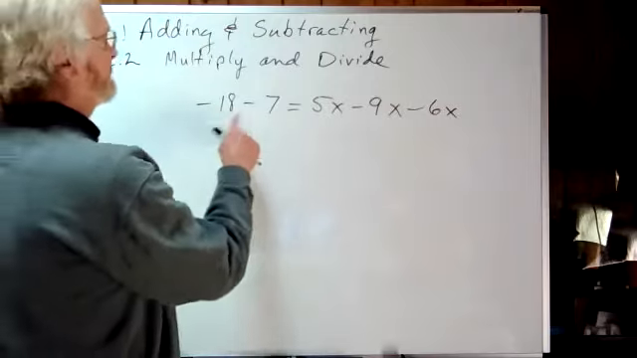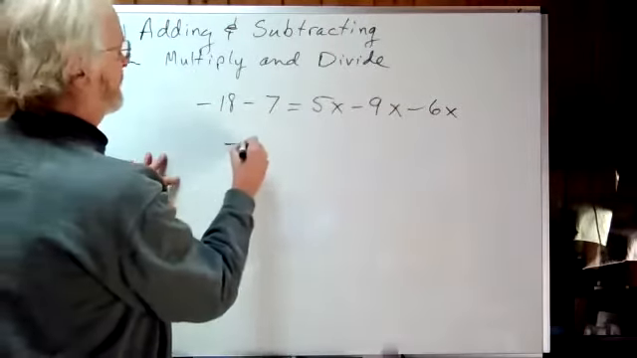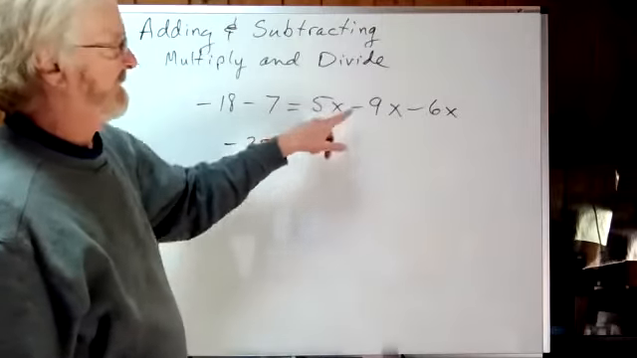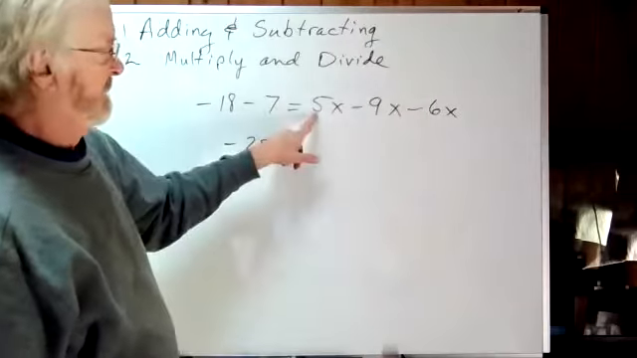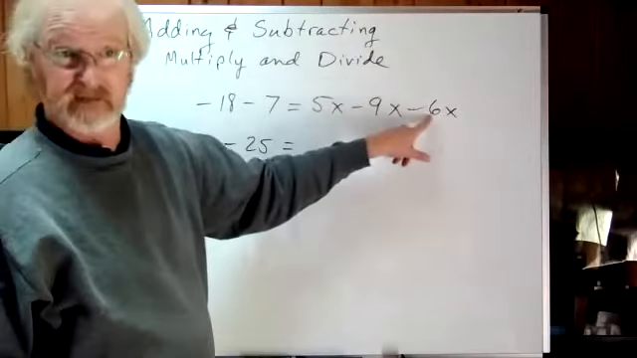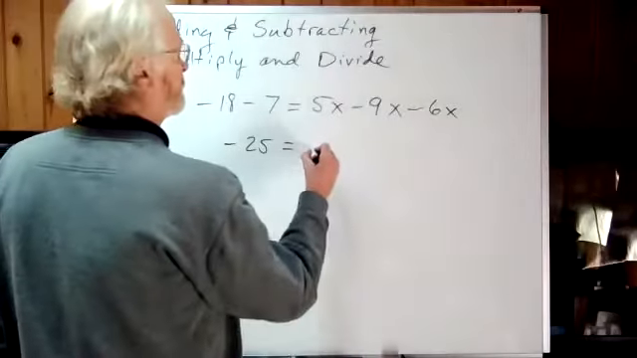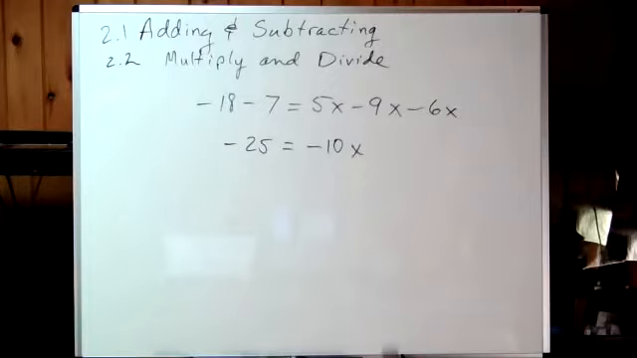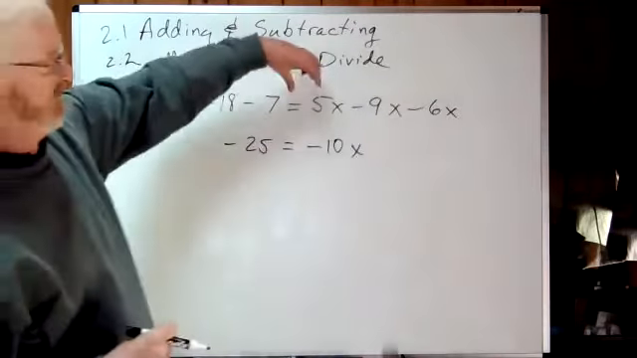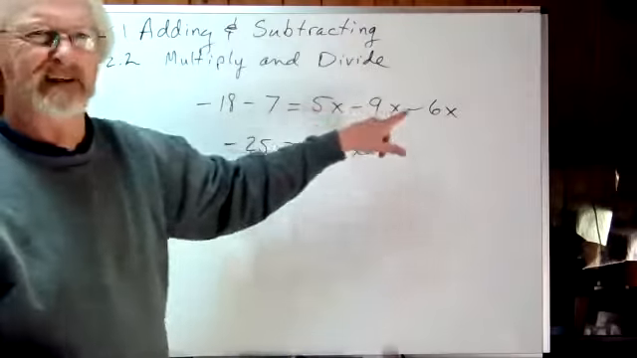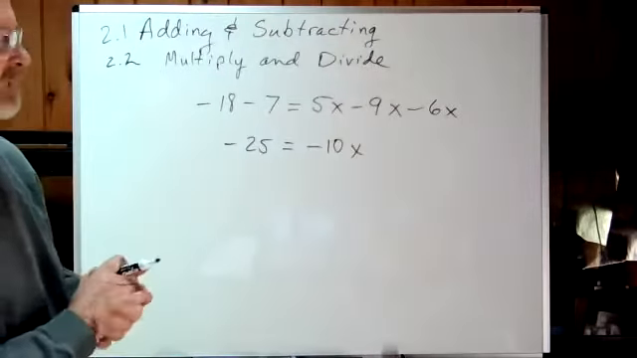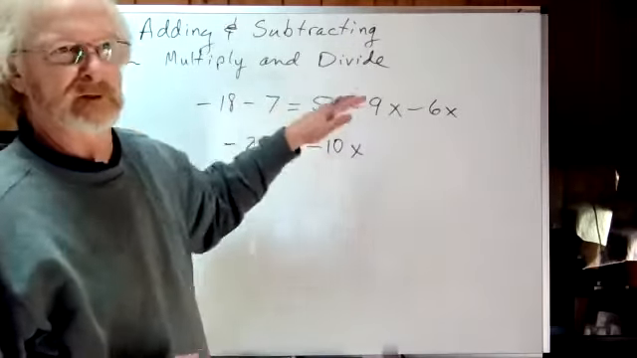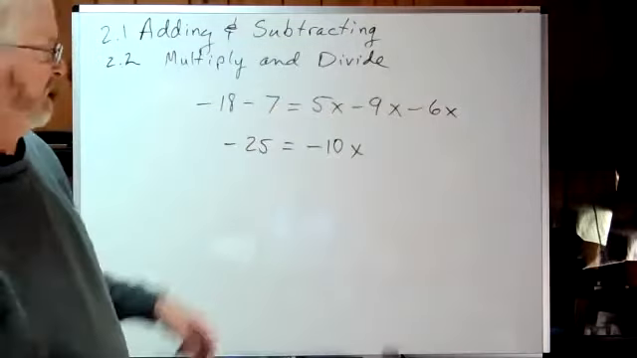So minus 18 and minus 7 more, negative 25, positive 5, and 5 minus 9 minus 6. So this one gets me to negative 4 and negative 10. Right? How many x's? We refer to that number as the coefficient. It's kind of a funny word, but it's the number that multiplies your variable. They're all the same variable, so we can combine those numbers using our arithmetic.